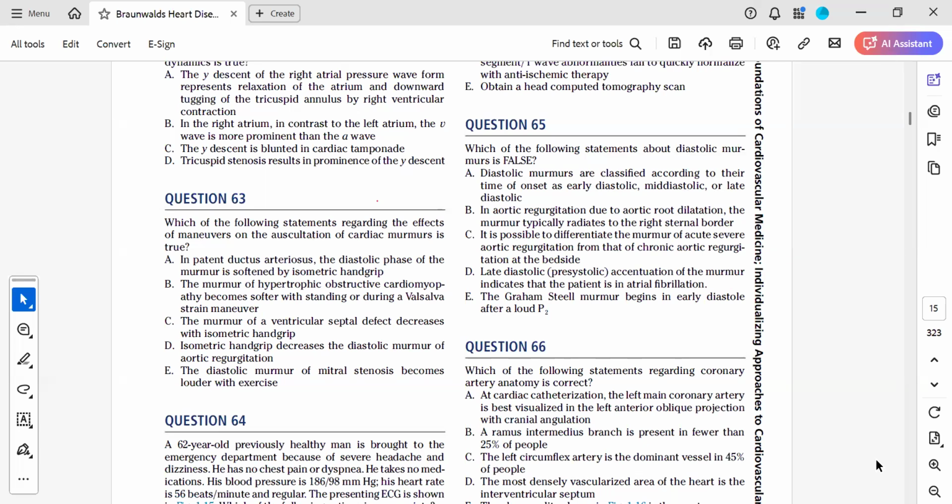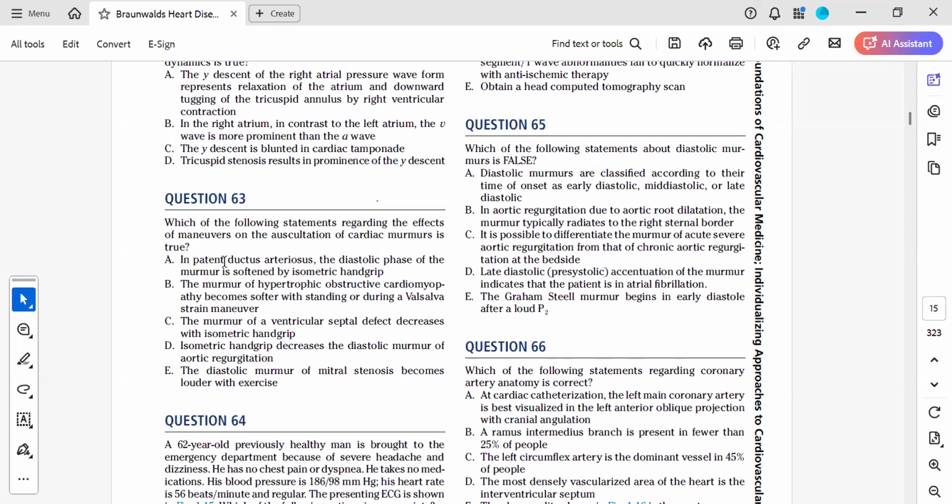Which of the following statements regarding the effects of maneuvers on the auscultation of cardiac murmurs is true? So it takes us back to dynamic auscultation. Option A says, in patent ductus arteriosus, the diastolic phase of the murmur is softened by isometric handgrip.